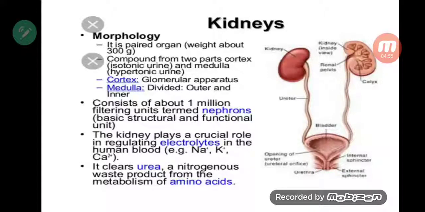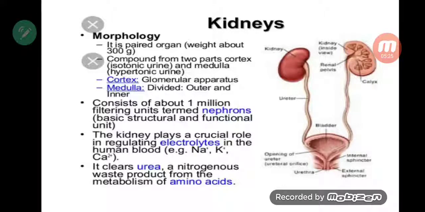Under the microscope, it's called morphology. This paired organ weighs about 300 grams, composed of two parts, cortex and medulla. In the cortex, we mainly see the glomerular apparatus, and the medulla consists of 1 million filtrating units termed nephrons. So the nephron is the functional unit of the kidney.